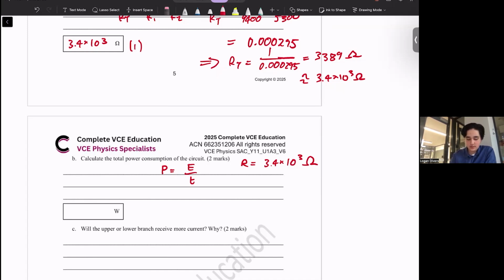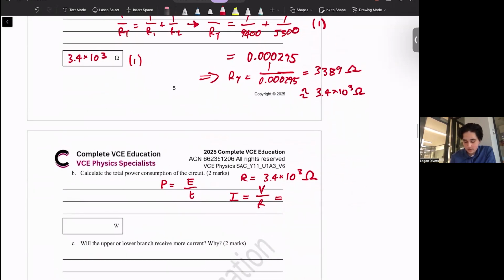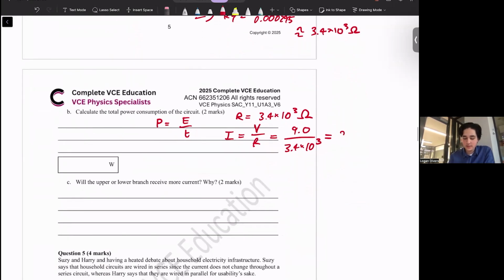So we can use Ohm's law to figure out the current, I equals V on R. Our voltage was 9. And our resistance is 3.4 times 10 to the 3. This will leave you with a current of 2.6 multiplied by 10 to the negative 3 amps.